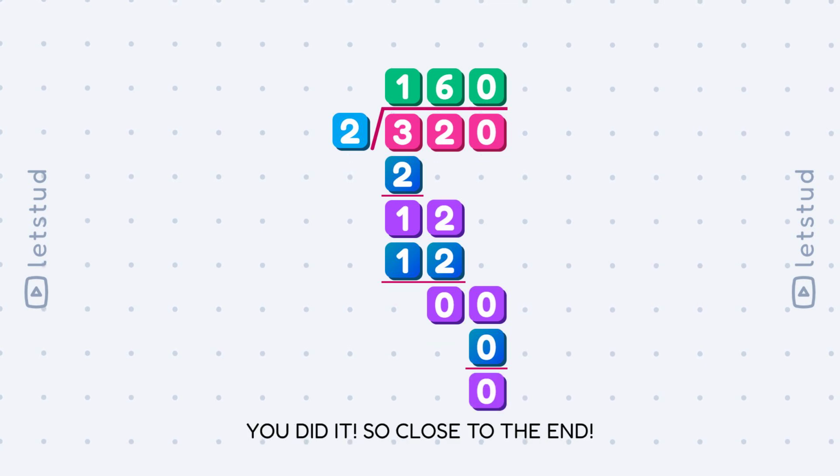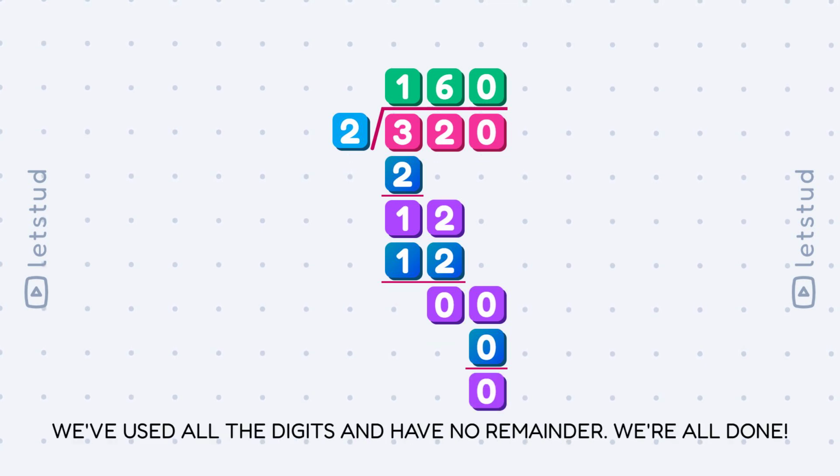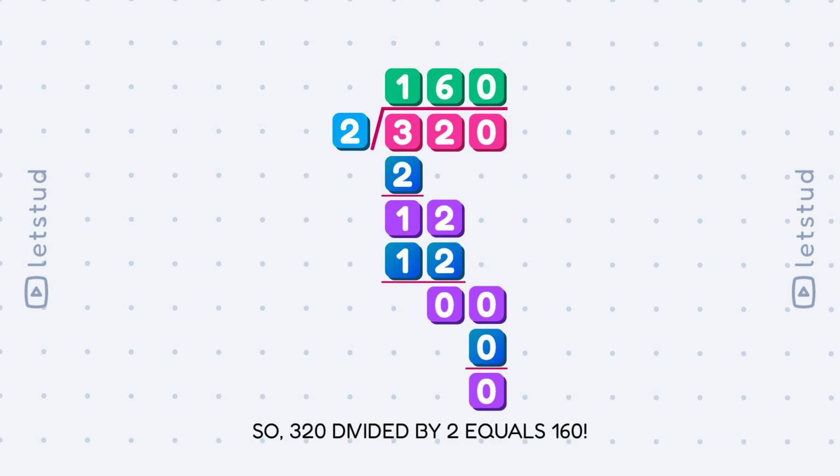You did it, so close to the end. We've used all the digits and have no remainder. We're all done. So 320 divided by 2 equals 160.